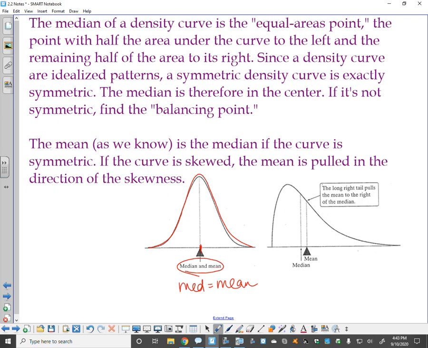Let's see. If it's not symmetric, find the balancing point. Okay, so now we have one that is right skewed. If I had to balance it, again, like if this was a tray of food or dishes or Legos, and I wanted to balance it so that it wouldn't fall, I would balance it about there. But you know that because it's right-tailed, the mean is going to be a little bit greater than the median. The mean, as we know, is the median if the curve is symmetric. If the curve is skewed, the mean is pulled in the direction of the skewedness. And again, we've already talked about that. You already know that.